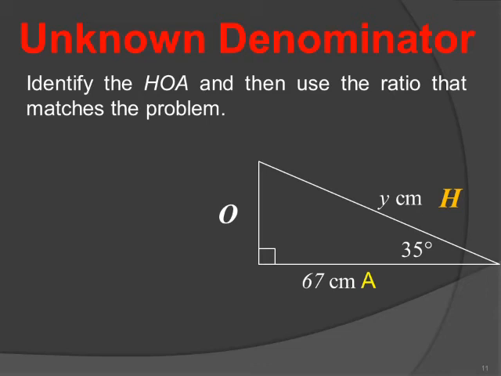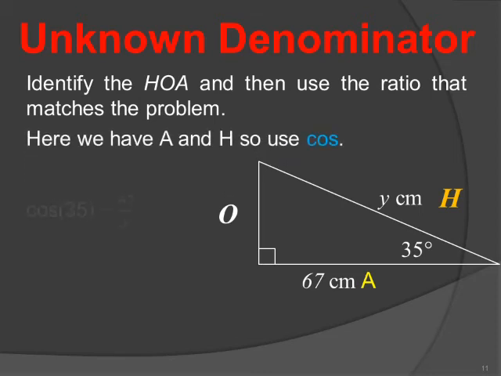So here's the diagram we have this time. We've got 35 degrees. Relative to that 35 degrees, we have a 67, which is an a, and an h, which is y. So with a and h, so CAH, we're going to use cos again. So, cos 35 degrees is 67 over y. Now, as I said before, when you've got a number underneath, and y is going to turn out to be a number because it's a length, we're going to multiply both sides by that y. So we get y cos 35 is 67.